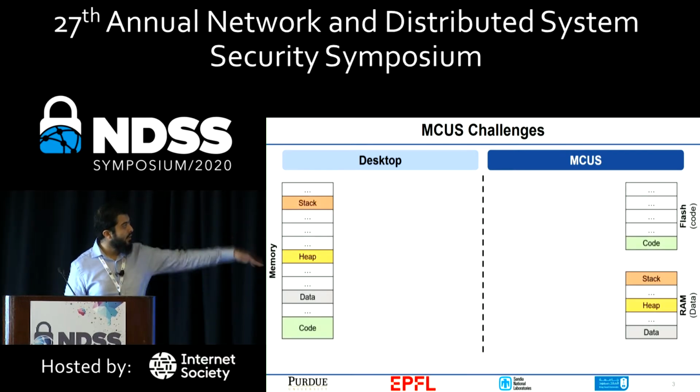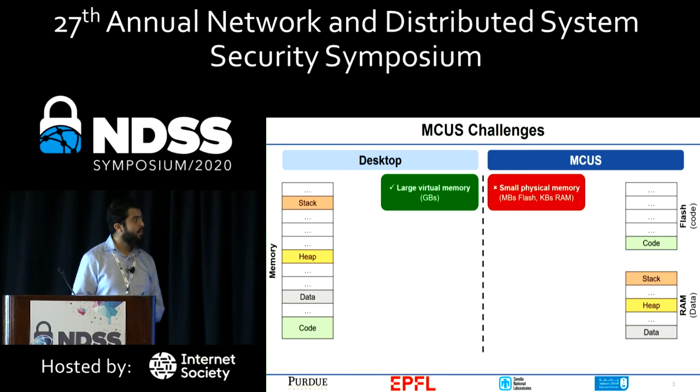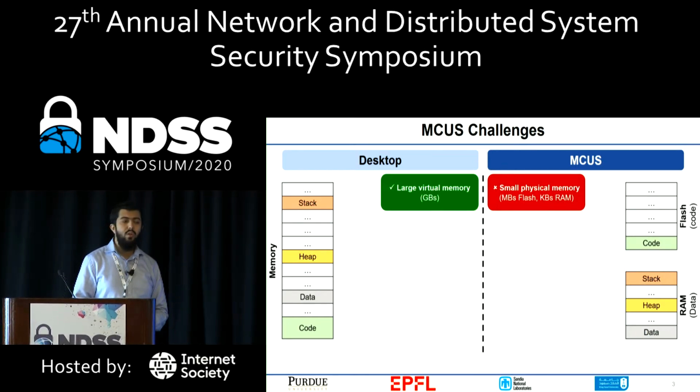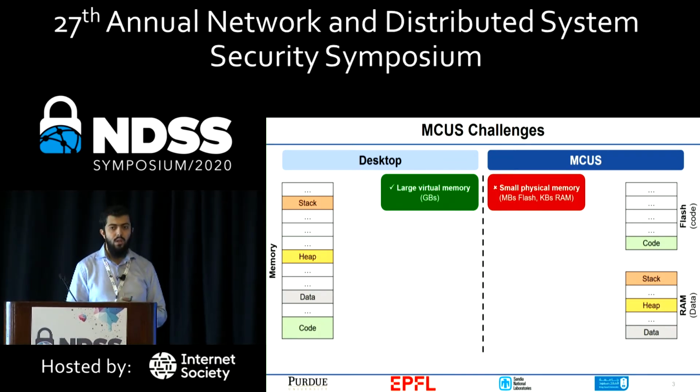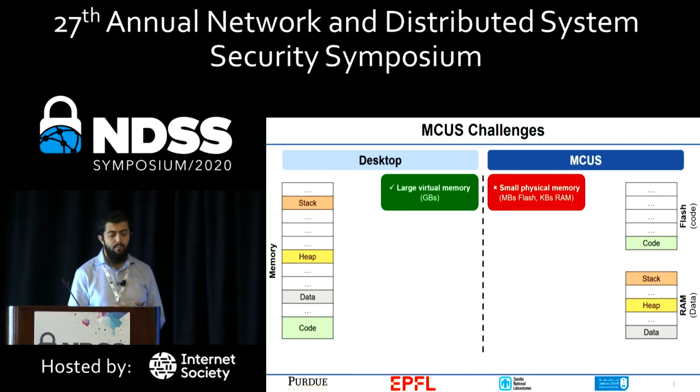So what you see on the left is the memory layout of an application for a desktop system, and on the right, the memory layout of an application on MCUs. And I'll refer to microcontrollers as MCUs for the remainder of the talk. On a desktop system, you have very large virtual memory in gigabytes, but on MCUs, you have very small memory, which is physical memory. So at most, a couple of megabytes of flash and 100 kilobytes of RAM.